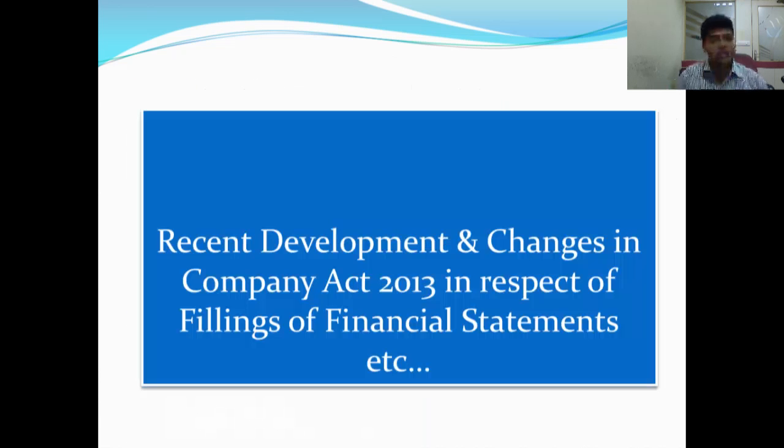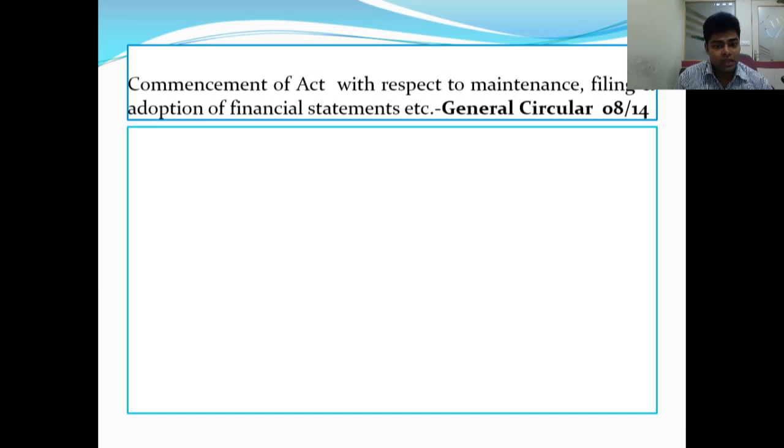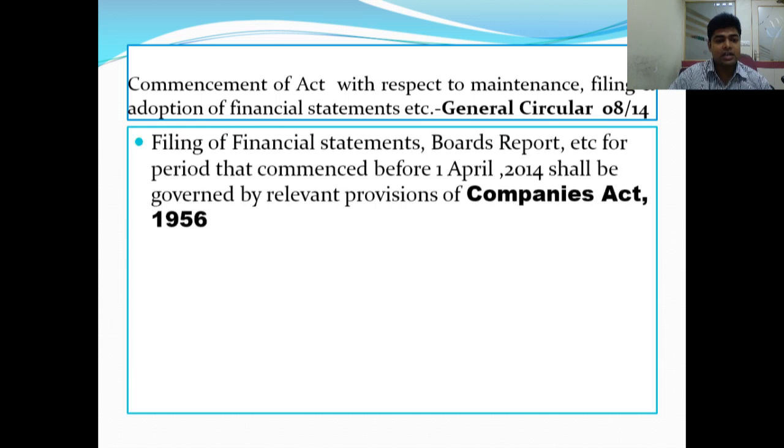Now, coming to the recent developments and changes in Companies Act 2013 in respect of filing of financial statements, etc. There is one General Circular 08/2014 in which it is clearly mentioned that filing of financial statements, board report, etc. for the period that commenced before 1st April 2014 shall be governed by the relevant provisions of Companies Act 1956. So what it means, if we are doing the tagging for financial year 13 and 14, it will be governed by the Companies Act 1956.